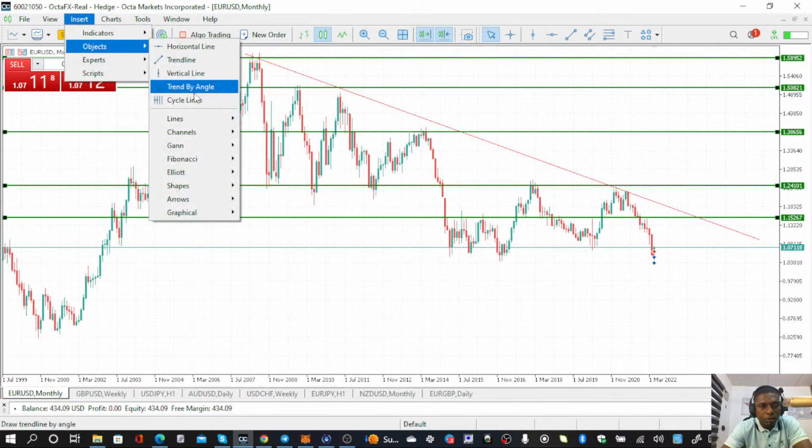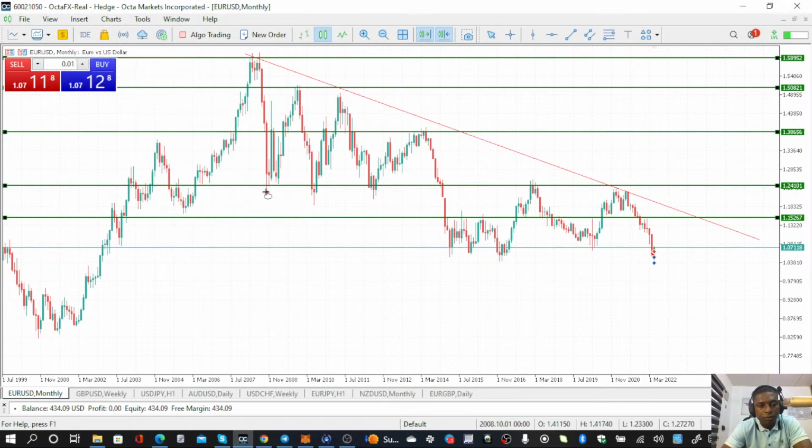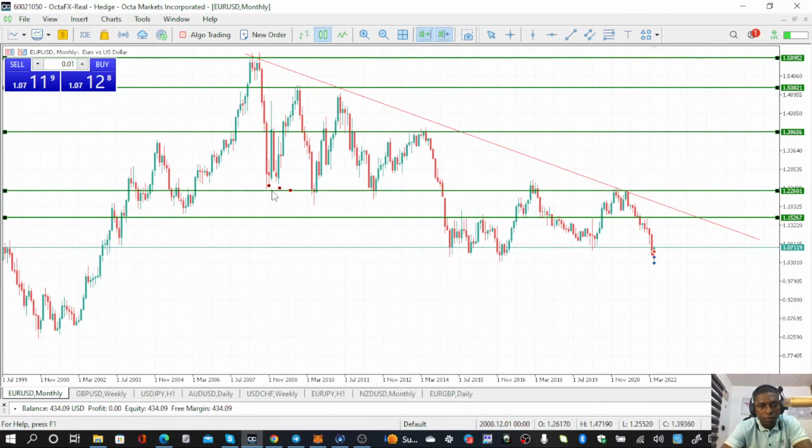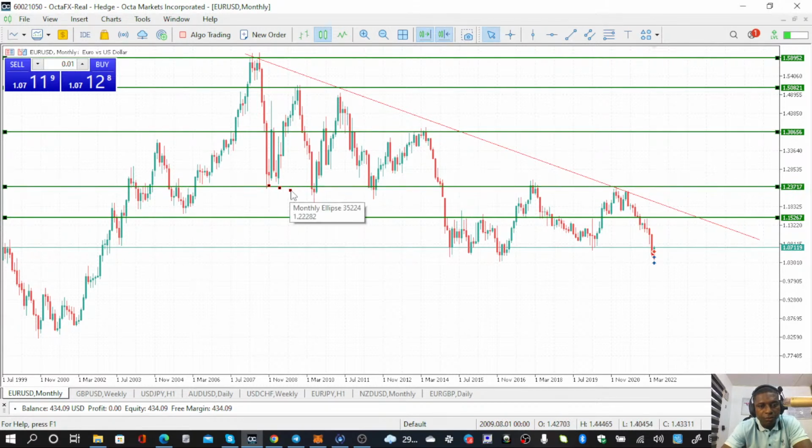Let me insert some objects there so you can see what I'm saying. Price came here, went up, came down again to this same level, went back up, came down again to this same level, and went back up.